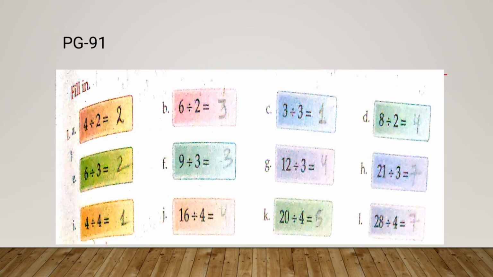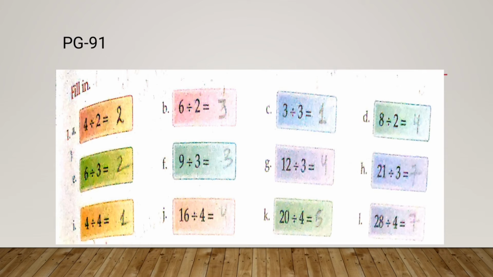Now F part, 9 divided by 3. So now recite the table of 3 until you get 9. So 3 1s are 3. 3 2s are 6, 3 3s are 9. So children, when you divide 9 by 3, you will get answer as 3.